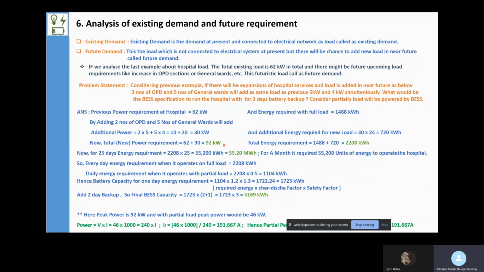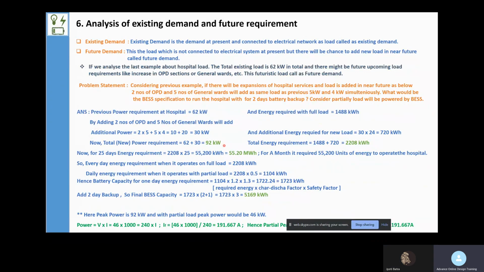The total existing load is 62 kilowatt, correct? Yes, in the last example total load was 62 kilowatt, and there might be future upcoming load requirements like increasing OPD sections or general wards, etc. This futuristic load is called your future demand, right? The hospital authority may tell the electrical consultant what their future demand would be.